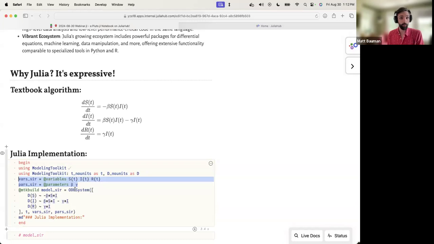And then we put them together into a system of equations where the differential of S is defined exactly how we have it written there. The DI is, again, exactly how it's written there. And hopefully you can see, right, these three lines are exactly that textbook algorithm. There's a few lines of extras going on here, but you'll see that this is very similar.